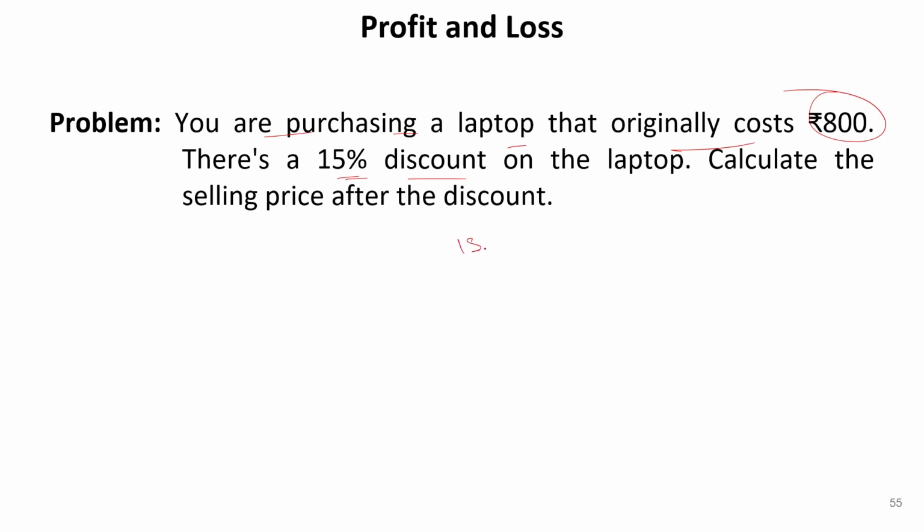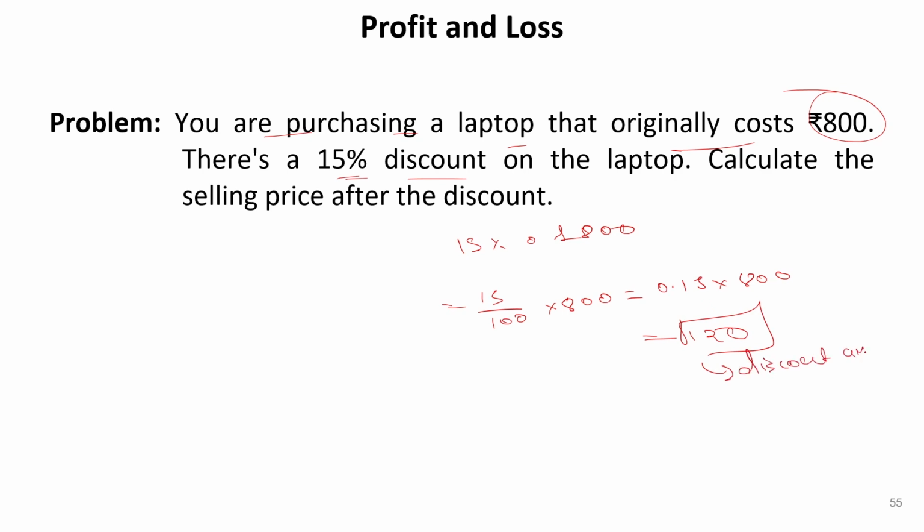So 15% of 800 is equal to 15 by 100 into 800. This is equal to 0.15 into 800. So this will be equal to 120. So 120 will be the discount amount. So the final selling price is equal to the actual amount, that is 800 minus the discount amount 120. So this is equal to 680, right? So 680 is the correct answer.